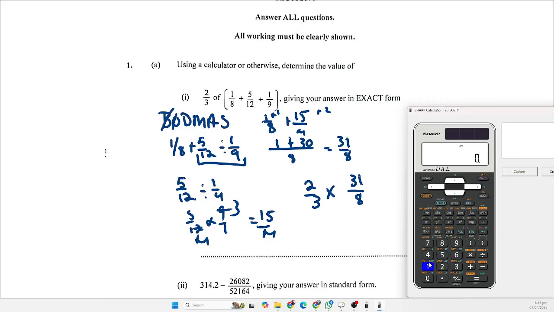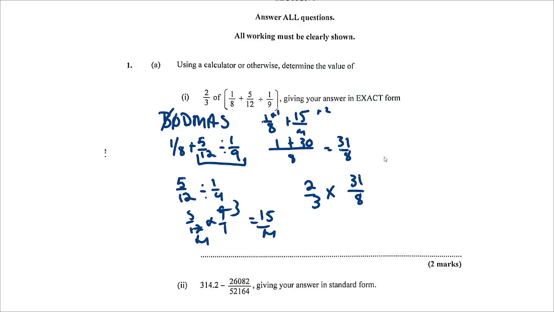Then you say 1 over 8 plus 15 over 4. You press equal, and you get 3 and 7/8, which is most likely 31 over 8. And then you say 2 over 3 multiplied by 31 over 8, which is 2 and 7 over 12, which would be your answer. Let's just do it: 2 into 2, 1, 2 into 8, 4.